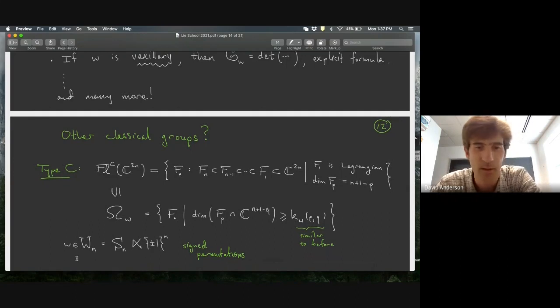Yeah, so the Weyl group here is signed permutations. That's basically where you just put a plus or minus on each entry of a permutation. And there's some way of writing down a Schubert variety that looks like this in terms of intersections.